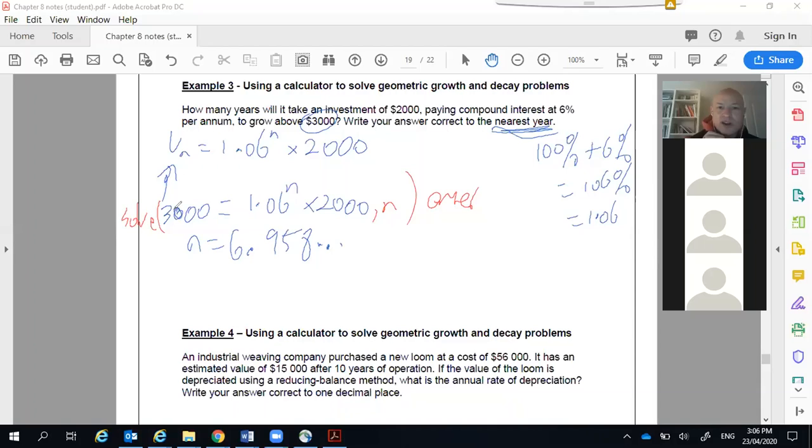We want to know how many years it grows above that. So we're going to write n equal 7 years. Okay, no point going down, it has to be more than that. Any questions on example 3?